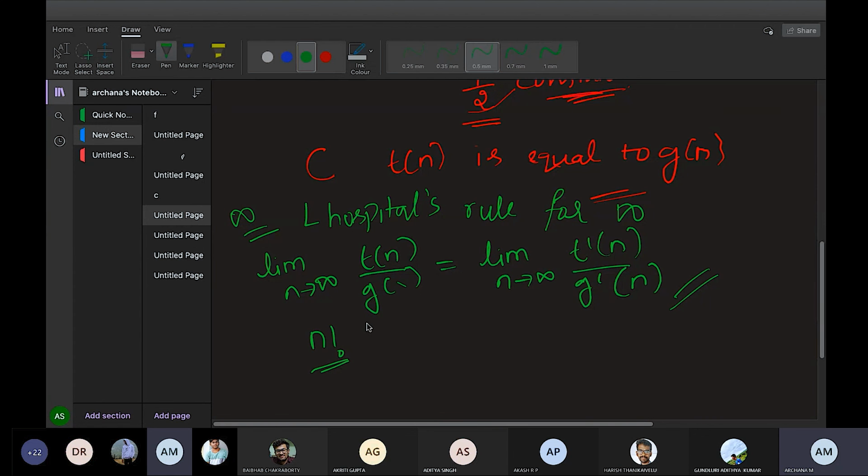And whenever you are using factorials in the formula, I mean either if it is t of n or g of n, mainly at that time we use this L'Hospital's rule. Other than that, we will not use this L'Hospital's rule.